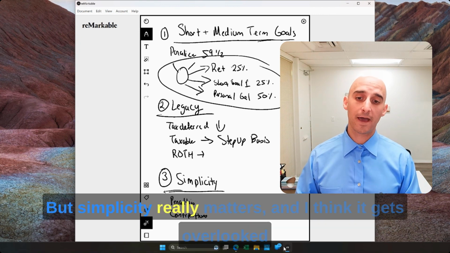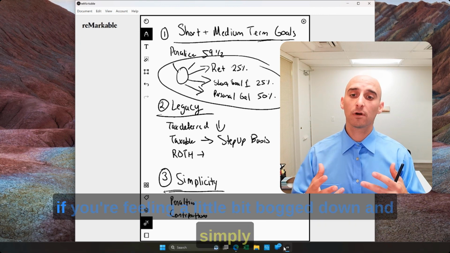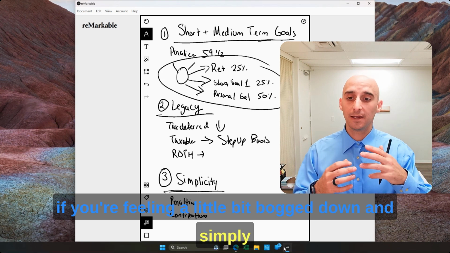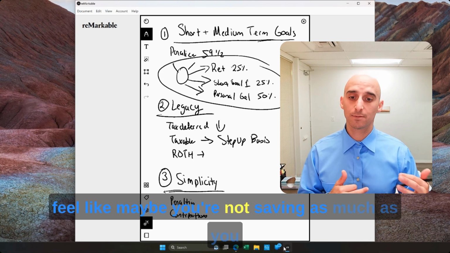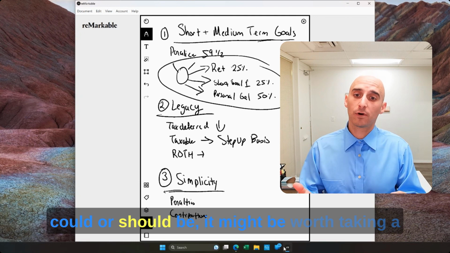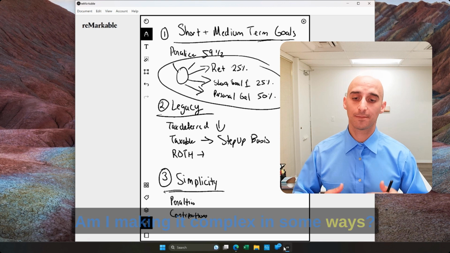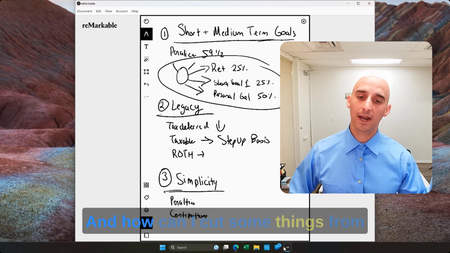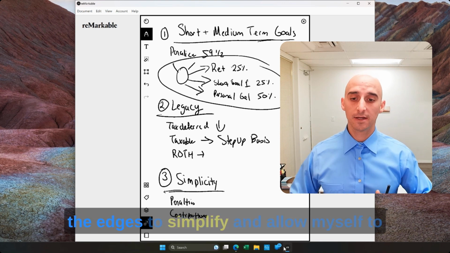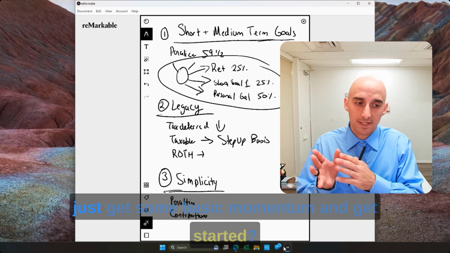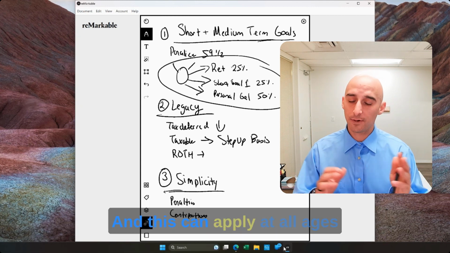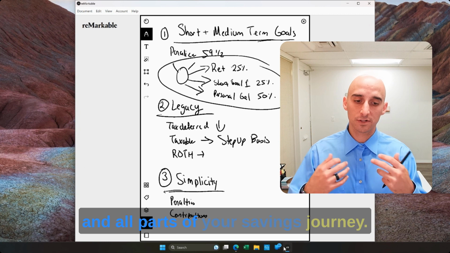But simplicity really matters, and I think it gets overlooked. If you're feeling a little bit bogged down and simply feel like maybe you're not saving as much as you could or should be, it might be worth taking a look and saying, is my life as simple as it could be, or is it overly complex? Am I making it complex in some ways? And how can I cut some things from the edges to simplify and allow myself to just get some basic momentum and get started? And this can apply at all ages and all parts of your savings journey.